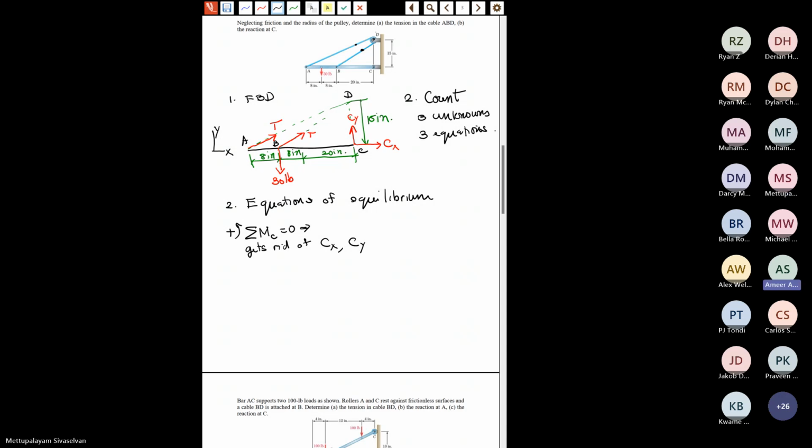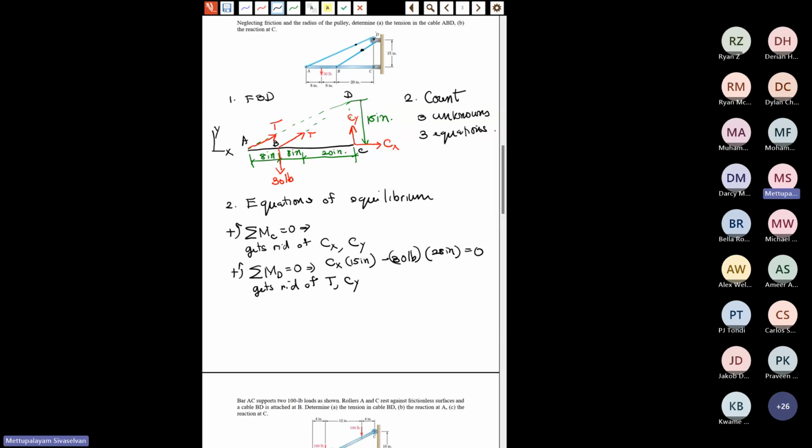Can you do a moment about D? Would that get rid of 2 unknowns? Right. Excellent. So do moments about D equals 0. And that'll get rid of T and Cy, right? Then solve for Cx. In fact, if I do that, I'll get what? Cx times 15 inches, that's counterclockwise, minus 30 pounds times 28 inches equals 0, and I can solve for Cx directly.